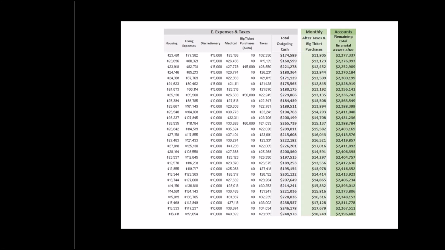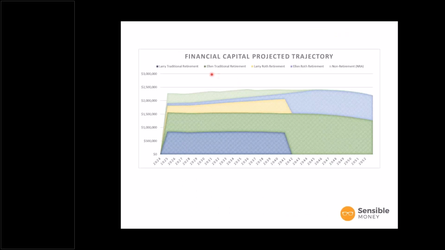Now, if this is what Larry and Ellen decide to do, then we see their projected trajectory. These are their different account types. The color codes are how much they have in various accounts.